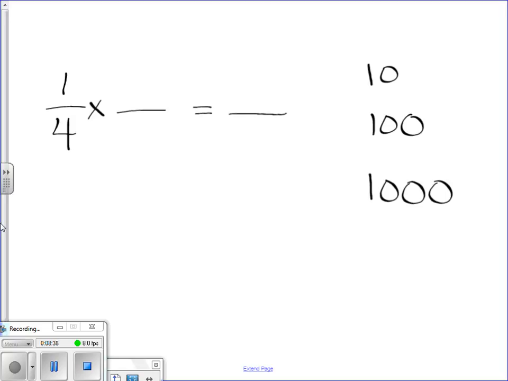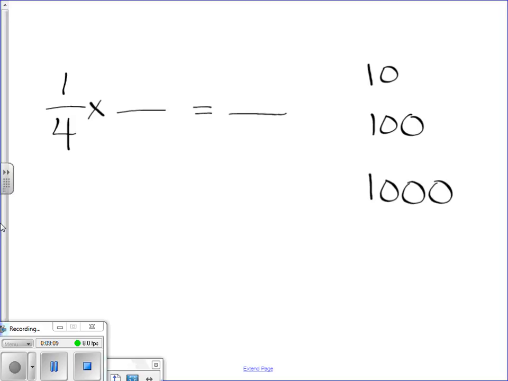This will make sense in a second. I'm going to begin with the end in mind. I need to get a power of 10 in my ending denominator. Can I go from a 4 to 10 evenly? No. Can 4 go to 10? No.